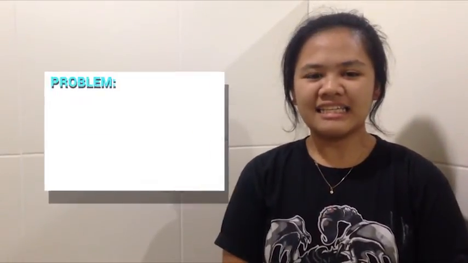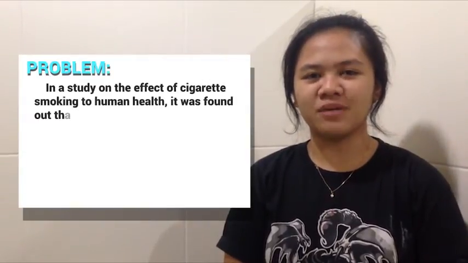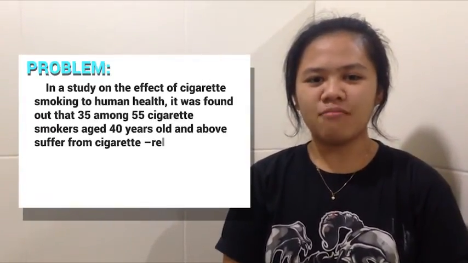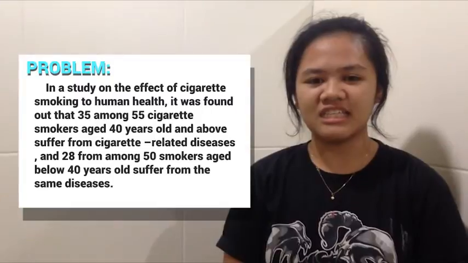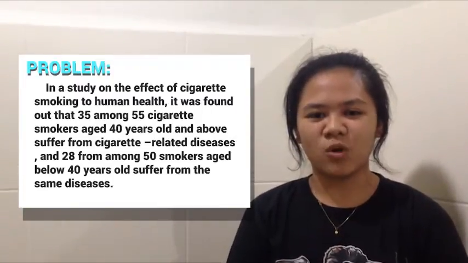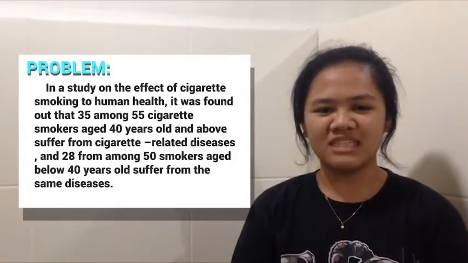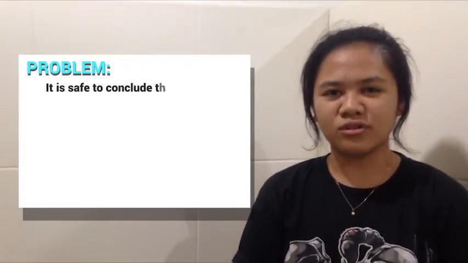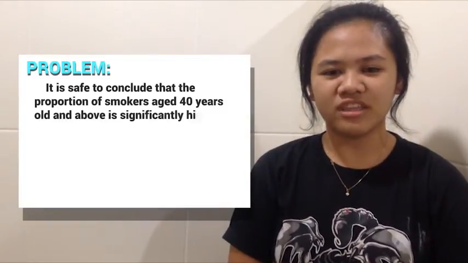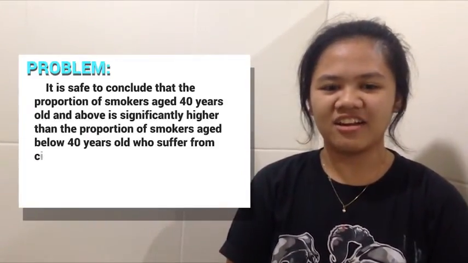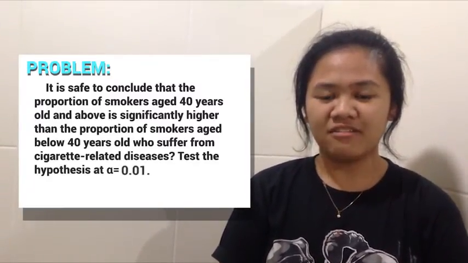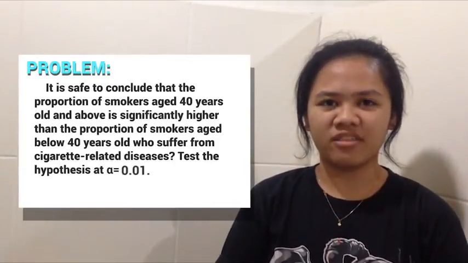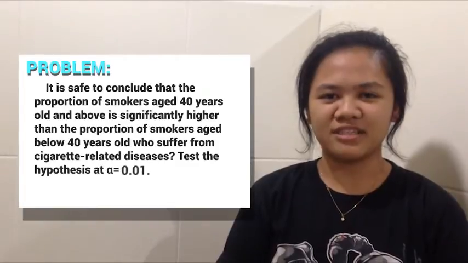In our problem number 2 for the two-sample proportion: in the study on the effect of cigarette smoking to human health, it was found out that 35 among 55 cigarette smokers aged 40 years old and above suffer from cigarette-related diseases, and 28 among 50 smokers aged below 40 years old suffer from the same diseases. Is it safe to conclude that the proportion of smokers aged 40 years old and above is significantly higher than the proportion of smokers aged below 40 years old who suffer from the related diseases? Test the hypothesis at alpha equals 0.01.